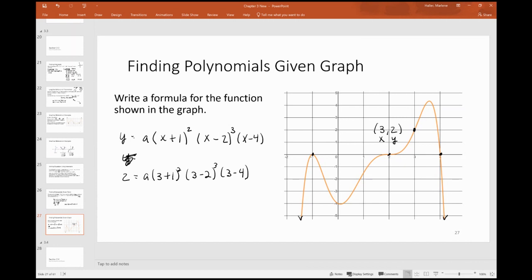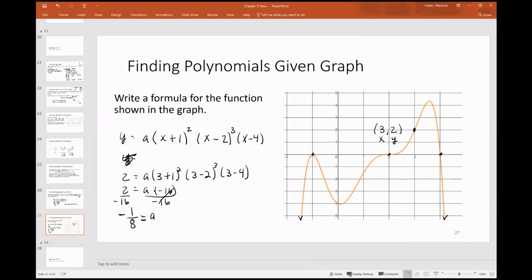Solving for a, 2 equals a times 3 plus 1, that's 4 squared, that's 16. 16 times 3 minus 2, or 1 cubed, that's still just 16. And then 16 times 3 minus 4, that's -1, so it's going to be -16. So a times -16. Solving for a, we'll just divide both sides by -16. And 2 over -16 reduces down to -1/8. So it looks like that's my a.